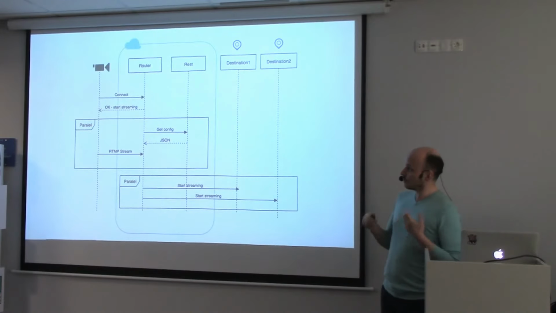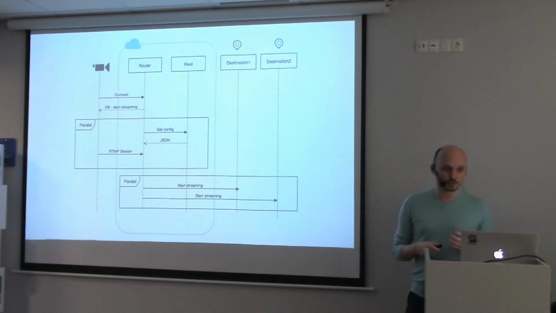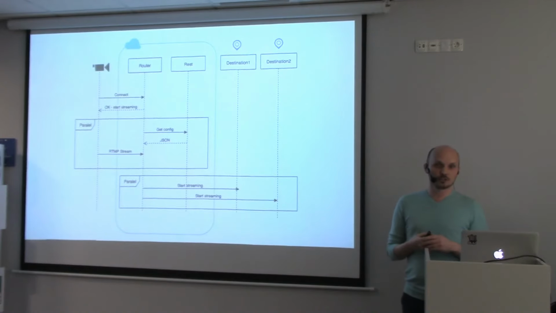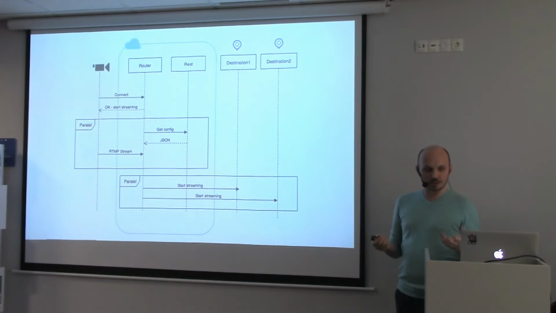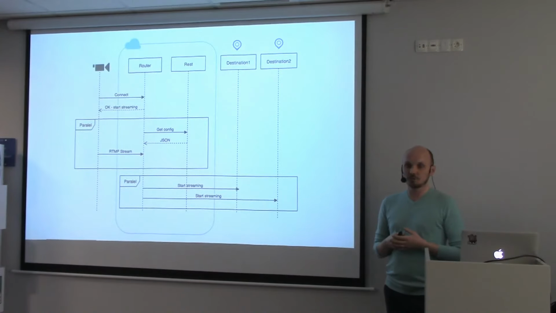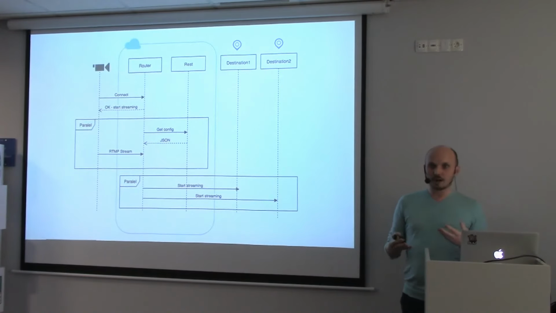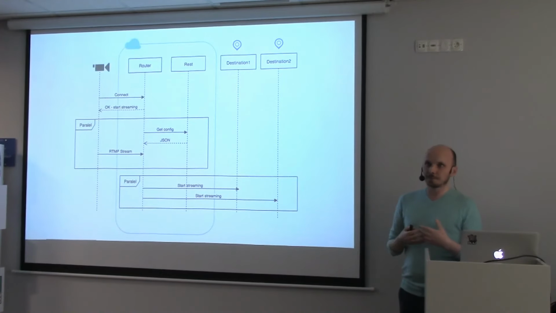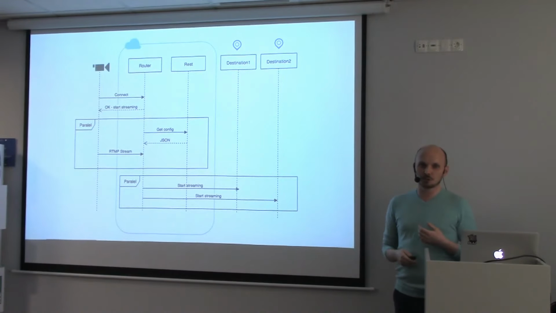Then it says, okay, the connection has been established, and you can start coding. Then you have a REST endpoint that provides you with a configuration, and then you can also start the streaming at the same time. And then after some time, you will get to contact your destinations. All the things happen in parallel. This means that your stream might start in a very not optimal place, and then you'll see those green pixels.